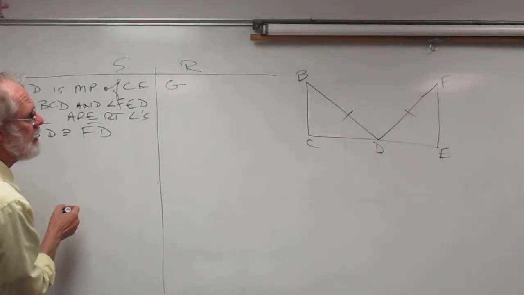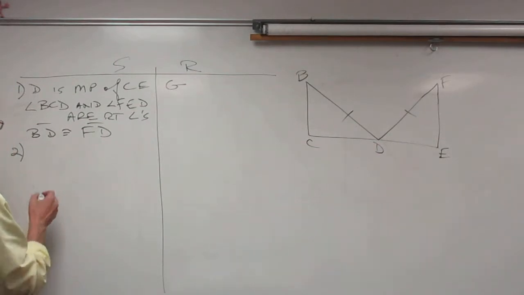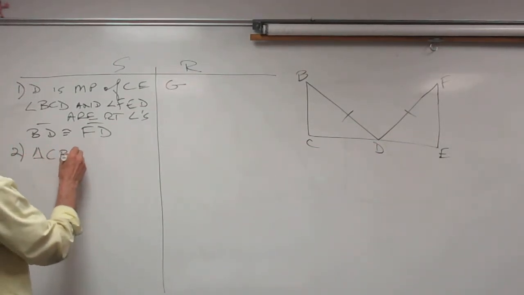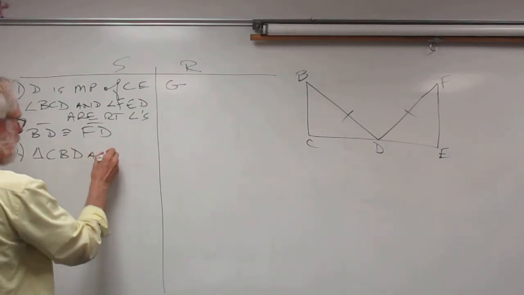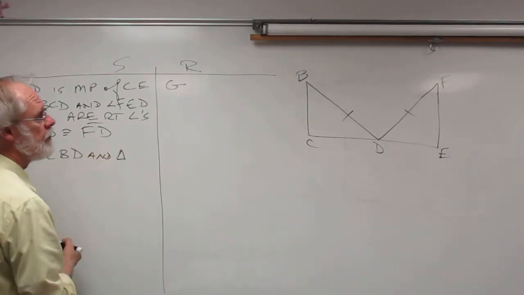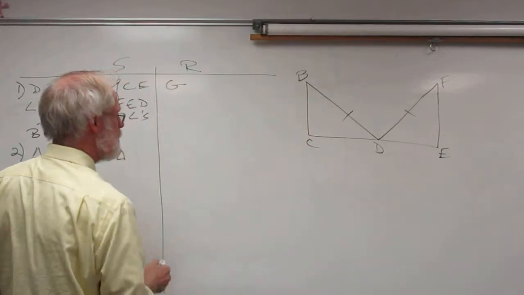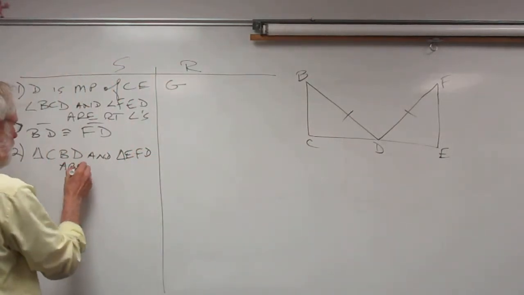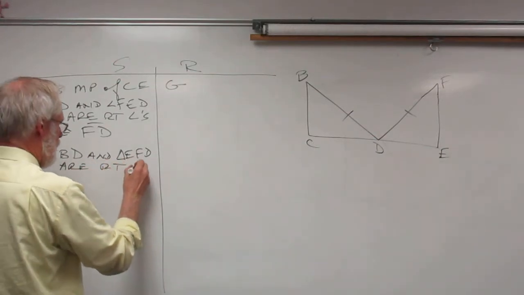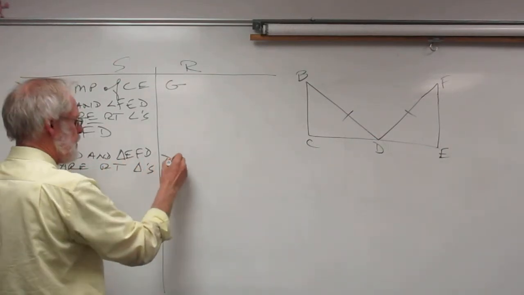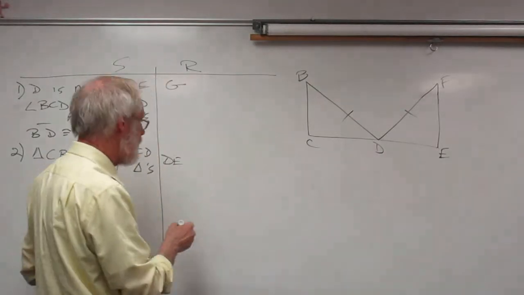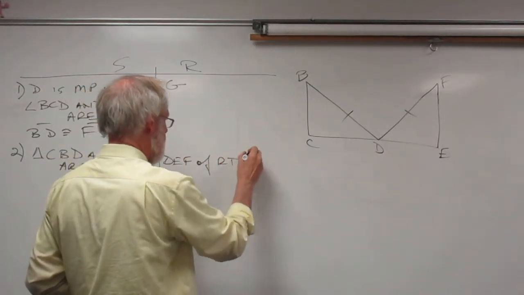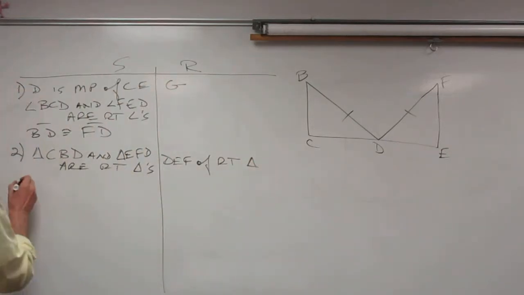So let's say triangle CBD and triangle EFD are right triangles. And that would be the definition of right triangle, because each has a right angle. Definition of right triangle.